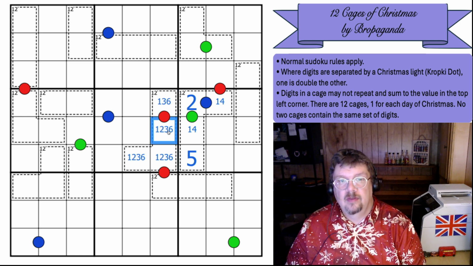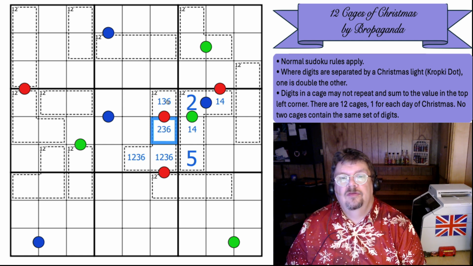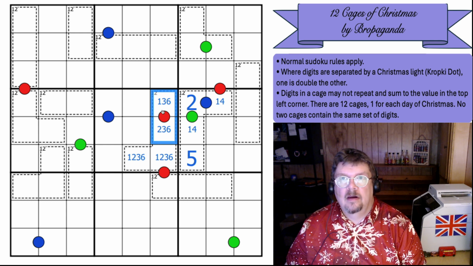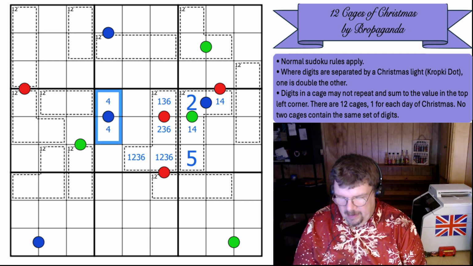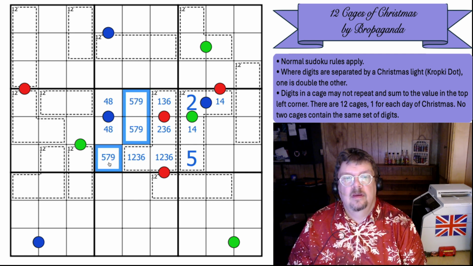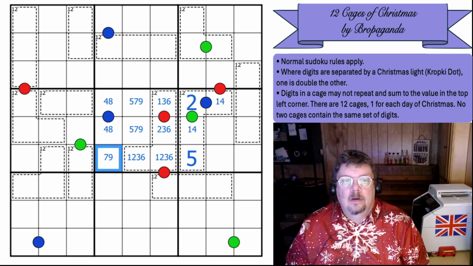We can eliminate the 2 there and the 1 there. So we either have a 3, 6 pair here with a 1, 2 pair here, or we have a 3, 6 pair and a 1, 2 pair here. Okay. But the only other digits that can go on these dots are 4 and 8. So that's a 4, 8 pair. This is 5, 7, and 9. And that's not a 5.